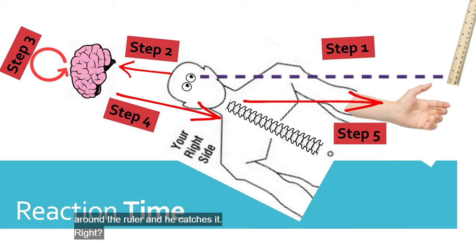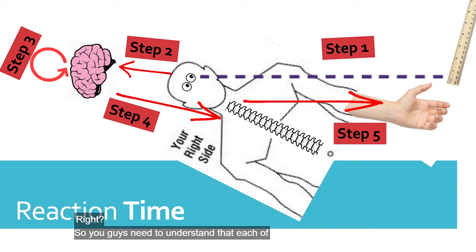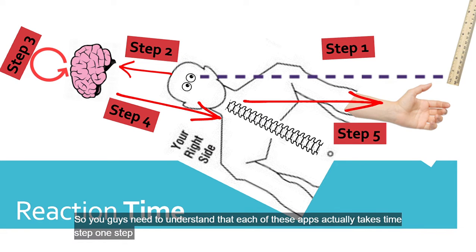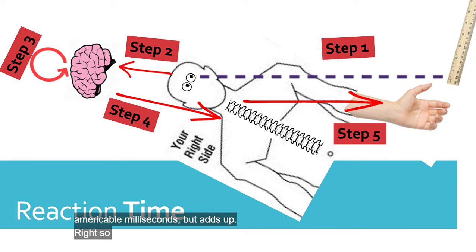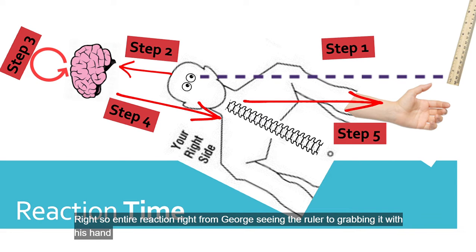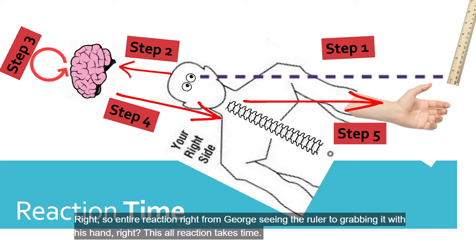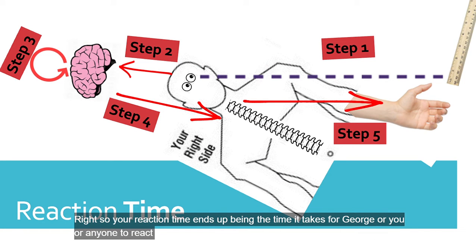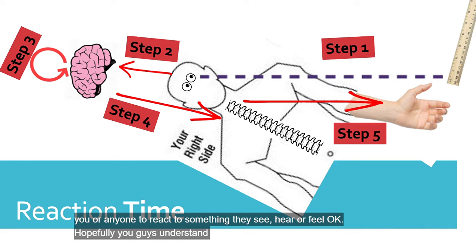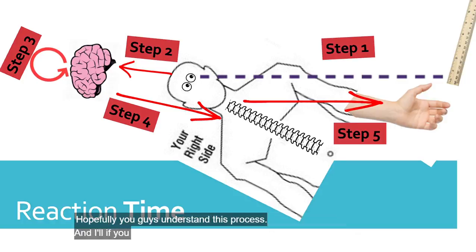So you guys need to understand that each of these steps actually takes time. Step 1, step 2, step 3, all the way to step 5. They all take just a little bit of time, maybe a couple of milliseconds, but that adds up, right? This entire reaction, from George seeing the ruler to grabbing it with his hand, takes time, right? So your reaction time ends up being the time it takes for George or you or anyone to react to something they see, hear, or feel, okay? Hopefully you guys understand this process. And if you guys don't, I'll give you guys another example.